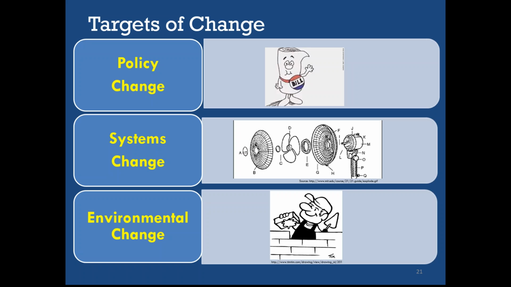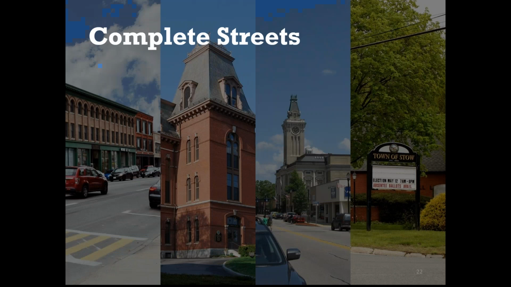So a lot of those examples I'll be walking through, and most of these that I'll be talking about are either live work that's going on now that we're doing, or ideas and areas that we're thinking about targeting when we think about policy, systems, and environmental change. So the first one I was going to start with was the idea of complete streets.